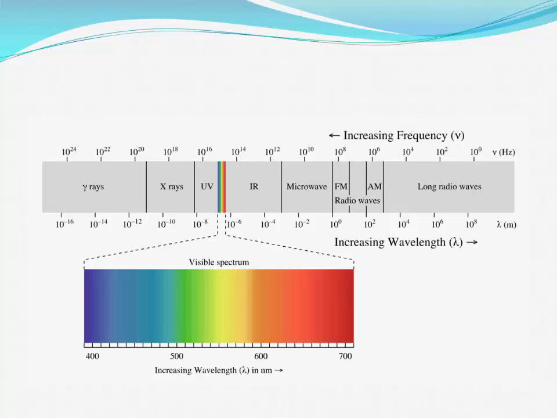Radio waves are the lowest frequency waves, and they are produced by charges accelerating in alternating current circuits. In an AC circuit, when you have an inductor and a capacitor, you may produce radio waves due to acceleration of charges. They are used in radio and TV communication.